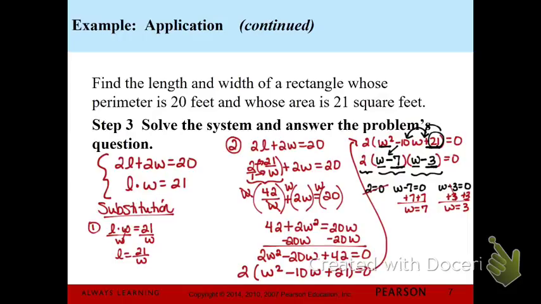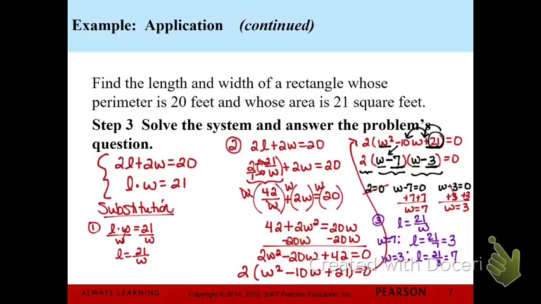Plug it back into the first equation to find my length. So step 3, plug it back into the first equation. Remember, the first equation was L equals 21 over W. When W is 7, L equals 21 over 7, which is 3. And when my width is 3, we get L equals 21 over 3, which is 7. So we got the 2 ordered pairs, 7, 3 and 3, 7.